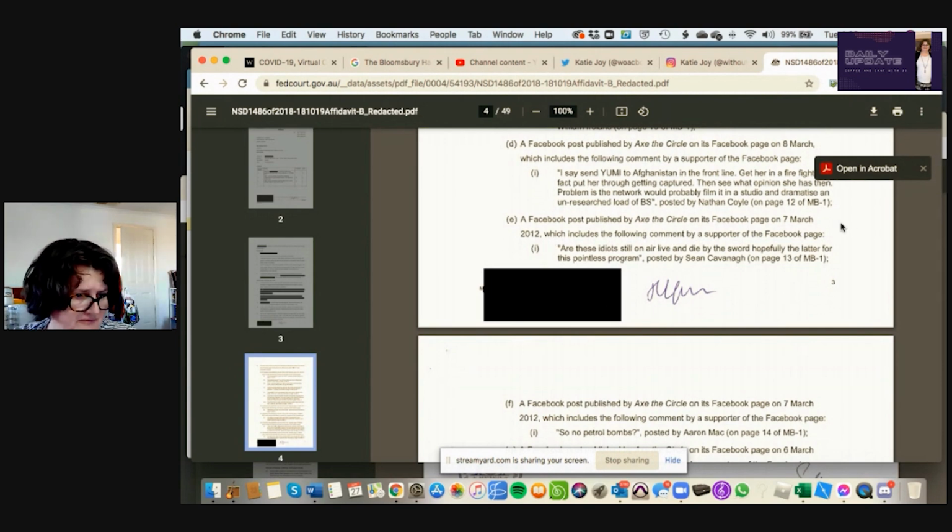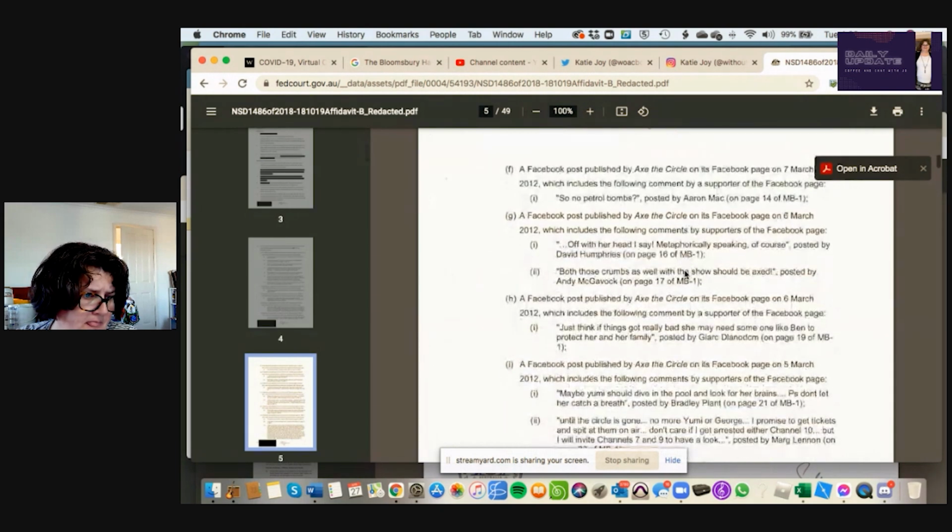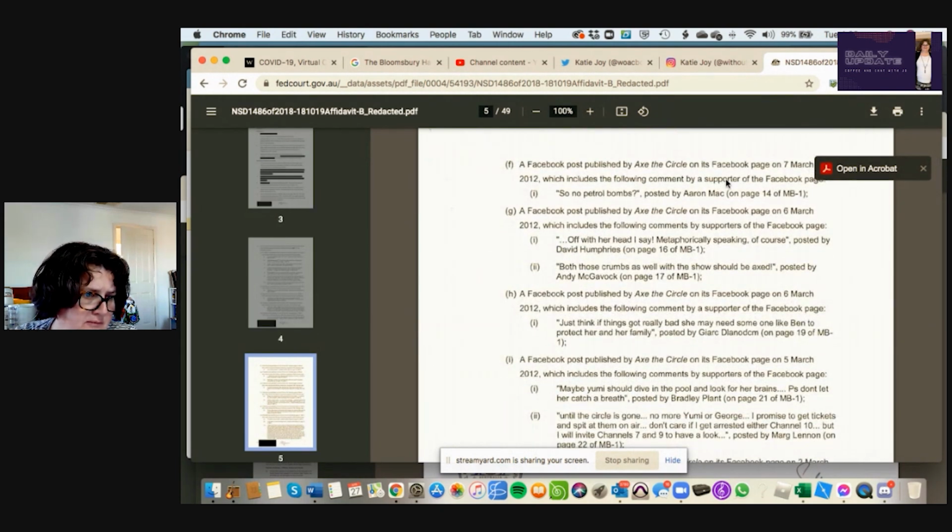Includes the following comment from the 7th of March. Are these idiots still live on air? Die on the sword, hopefully, for the pointless program. On the 7th of March included a supporter. So this is still Access Circle, so no petrol bombs.